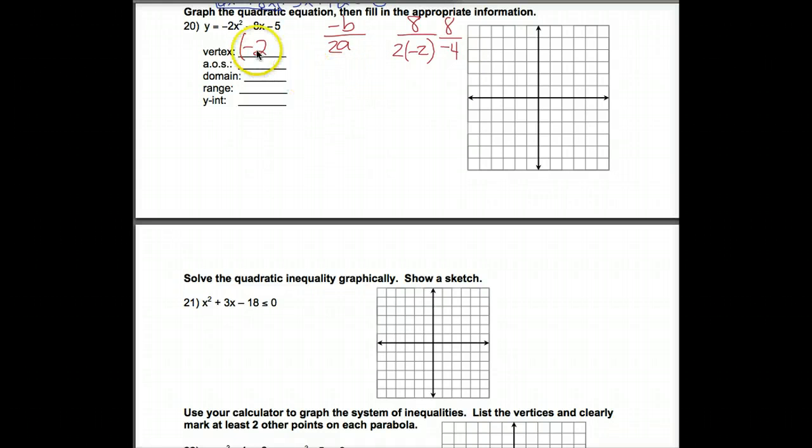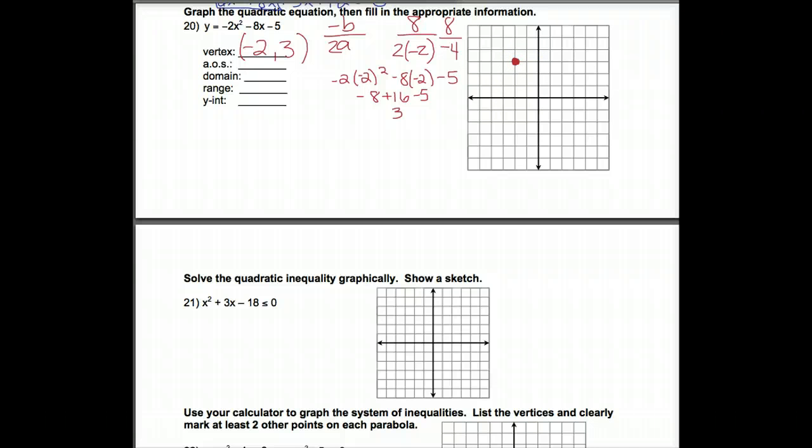If you want to find the y-coordinate, plug negative 2 in. So that's going to be negative 2 times negative 2 squared minus 8 times negative 2 minus 5. So negative 2 squared is 4. Negative 2 times 4 is negative 8. This gives you plus 16 and minus 5. So negative 8 plus 16 is 8, minus 5 is 3. So the y-coordinate of the vertex is positive 3. So I can go ahead and plot that, negative 2, positive 3.